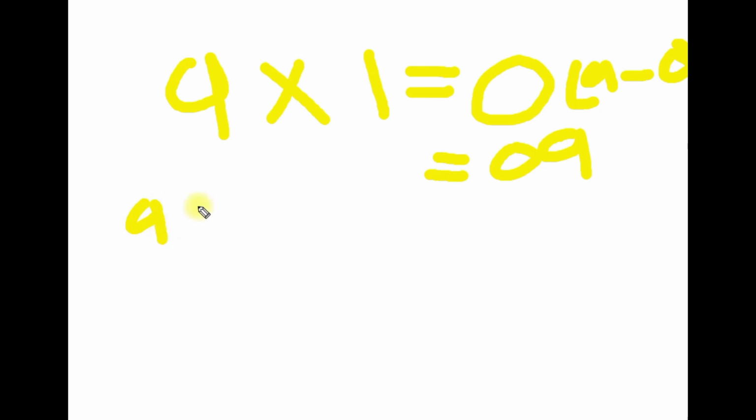For 9 times 2, 1 is the number just before 2, so we write a 1. Then, to get the number for the right side, you subtract 1 from 9. It's an 8, so our answer is 1, 8, 18. This is the same for all the numbers up to 10.